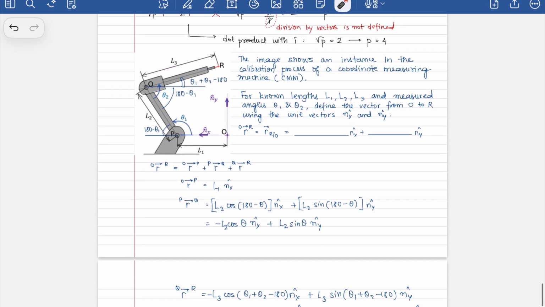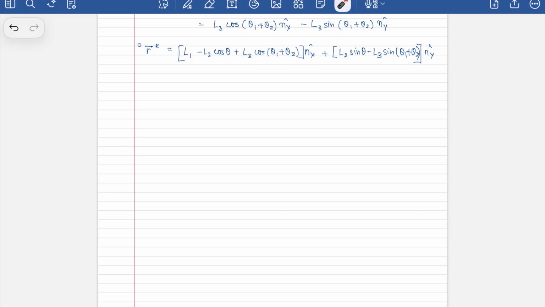Okay, so that was making use of vectors in 2D. Let's now try to make use of it in 3D.